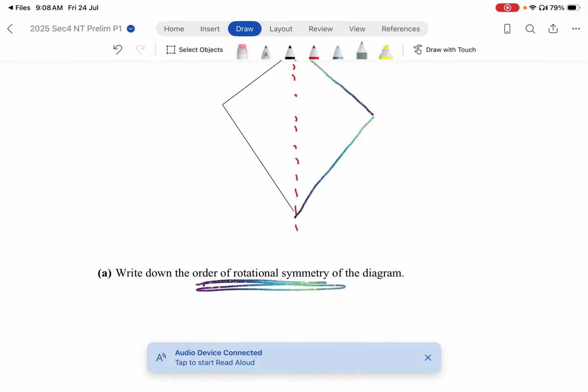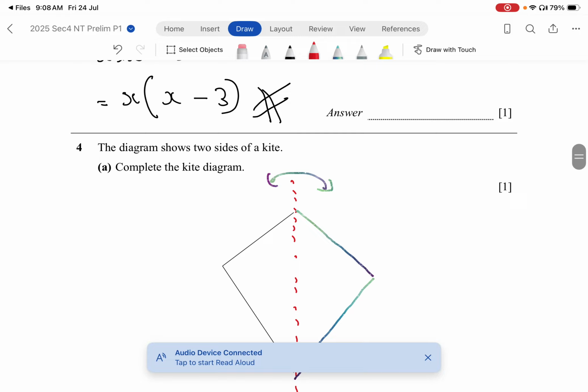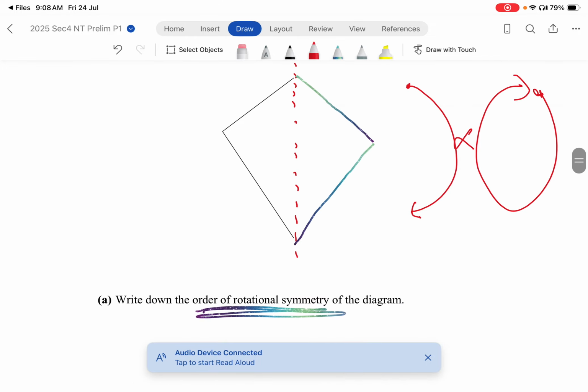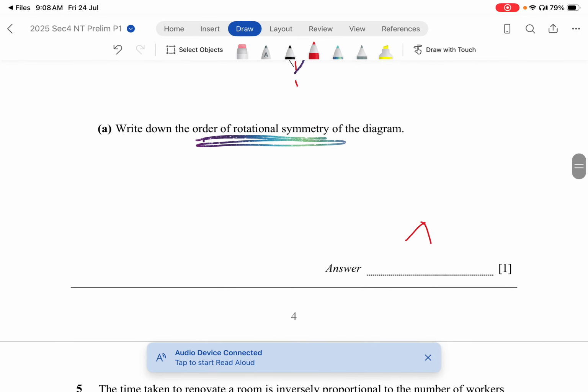So if I rotate from here to here, it is not the same. I have to rotate from here all the way back to here, then it's the same shape. So the order of rotational symmetry is only one. Okay, for this part.